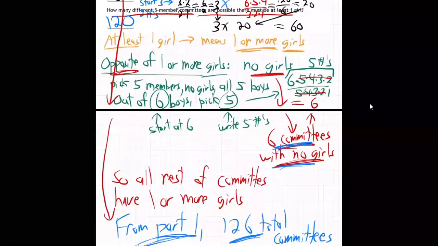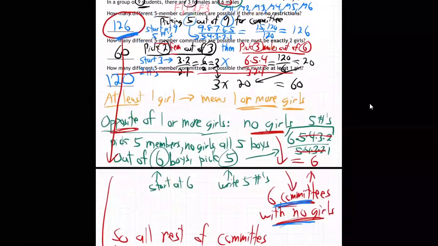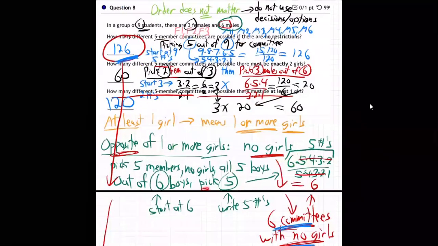That's pretty tricky. Let me run over that again. To at least 1 girl, they want to know how many committees have at least 1 girl. That means 1 or more girls. So it's better to do the opposite. What's the opposite of 1 or more? None. And how do you figure out how many committees have no girls? Well, that means all boys. So that means out of the 6 boys, I had 6 males, pick 5, right?